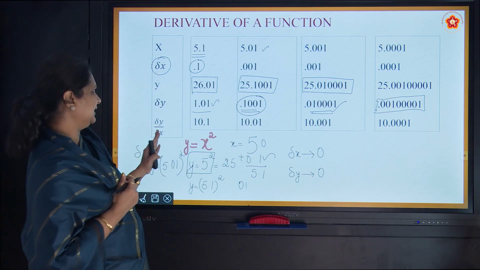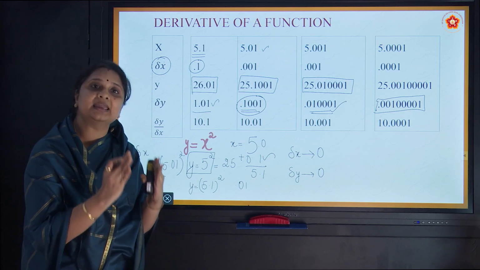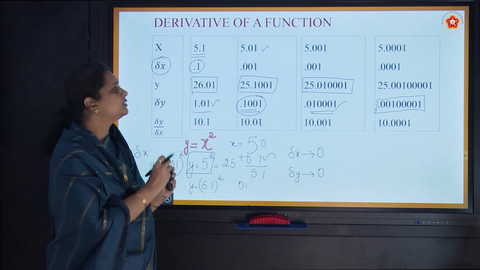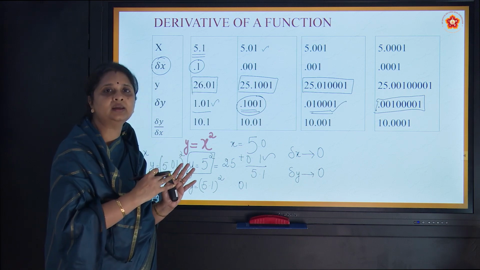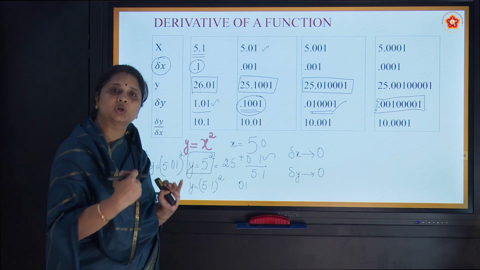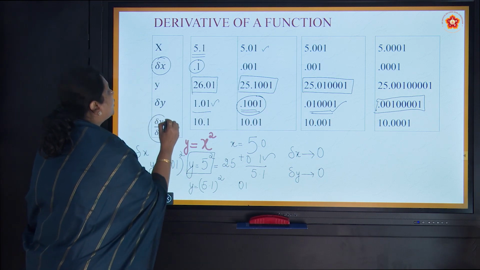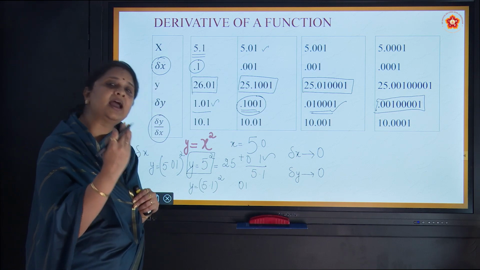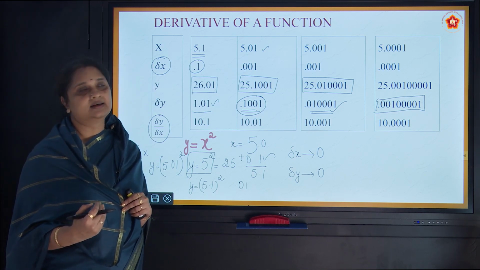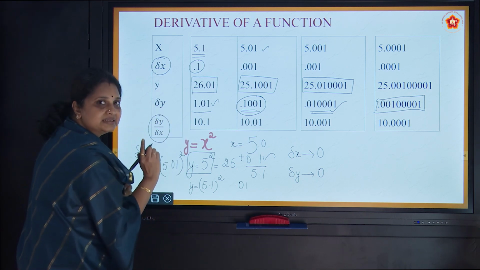Okay, so basically we are changing the values of x and looking at its impact on the values of y. When I increase x by a very small quantity, it does make a change in y, but that change is also negligible. Now, let's look into the ratio of this. Ratio of increase of y and increase in x. So when you observe the ratio, delta y by delta x.